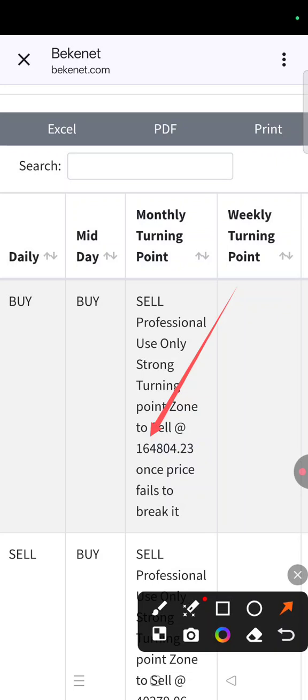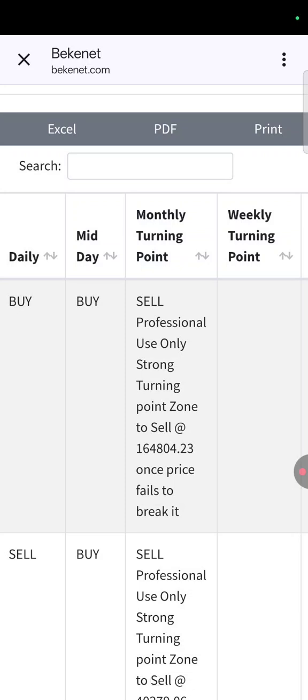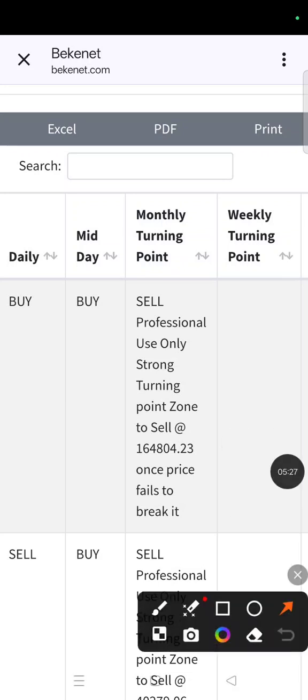So now let me go to the chart. I'm going to copy the price. I think I did already. I'm going to copy the price, which is this. This is the price.